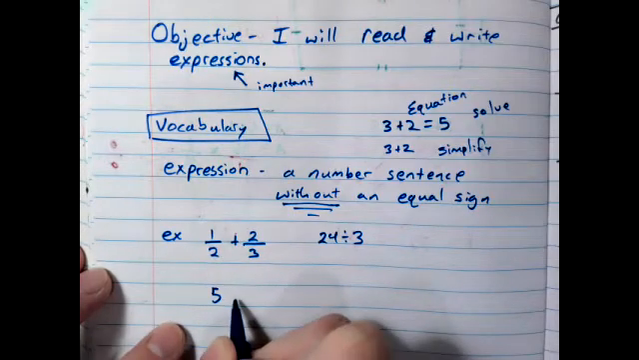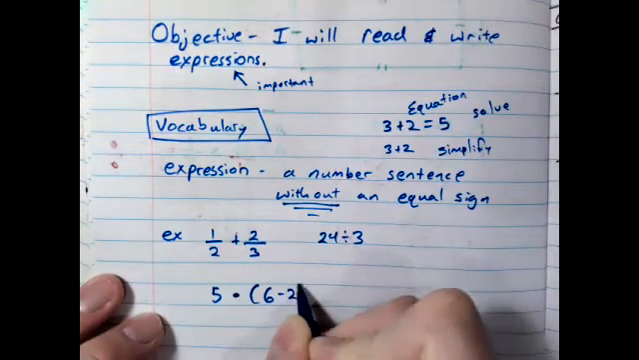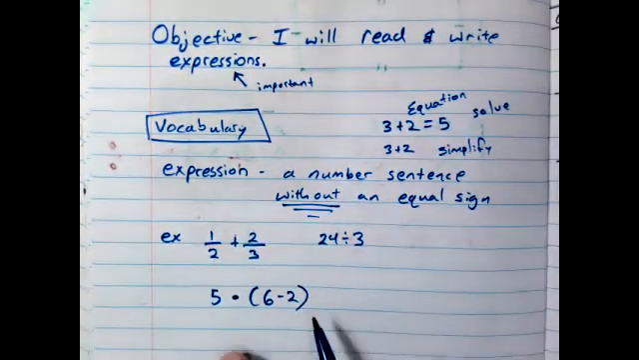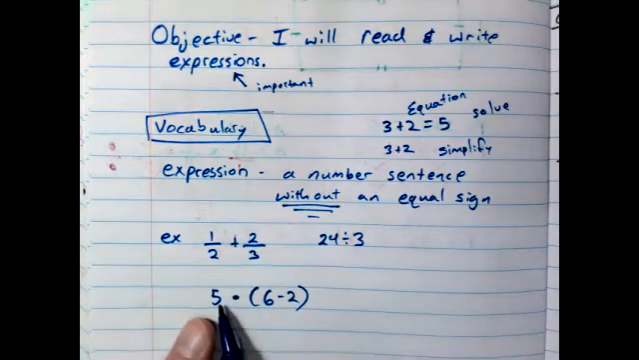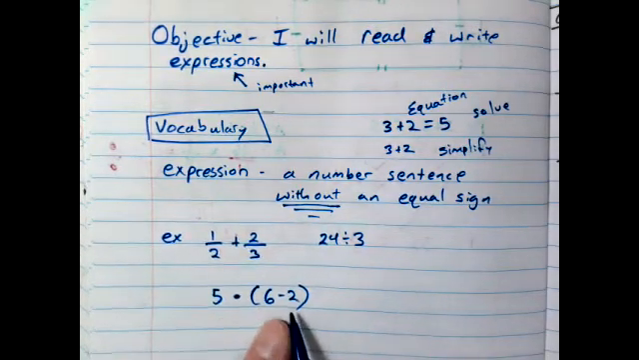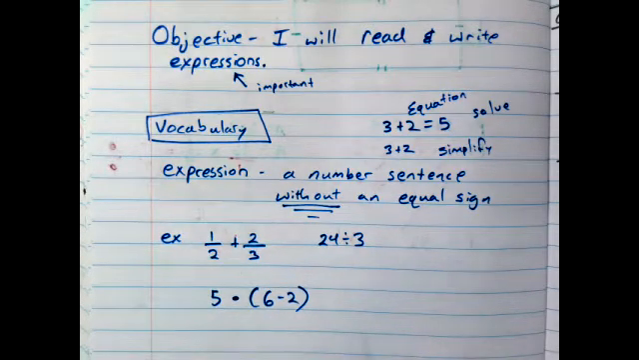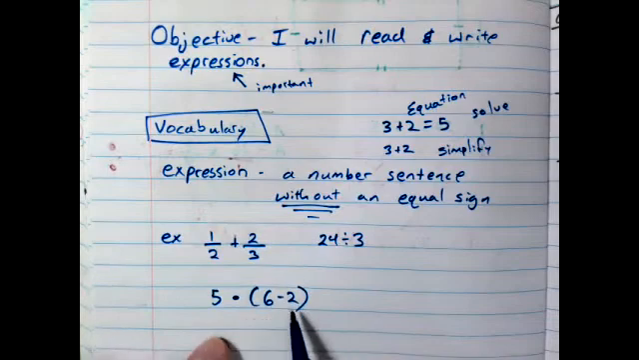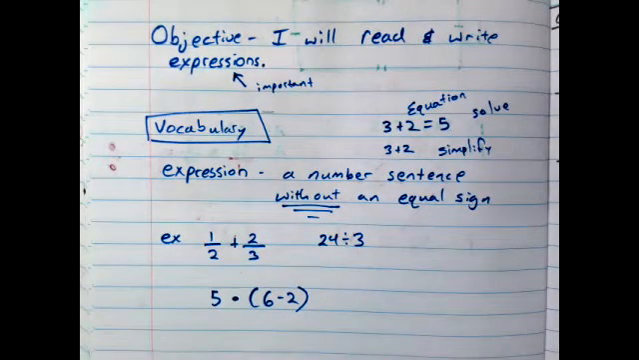Let's start with the number 5. And you'll notice on this expression, we have parentheses. So I'm saying 5 times 6 minus 2. So what we'd have to do is start in reverse. What is the difference between 6 and 2 multiplied by 5?